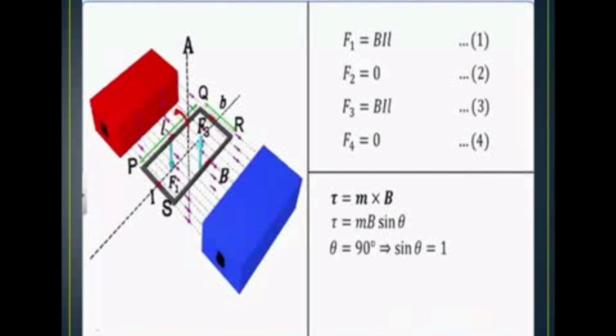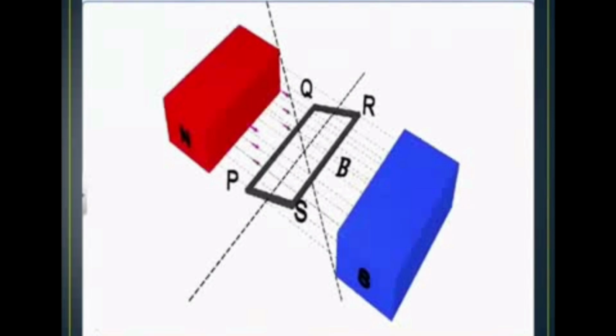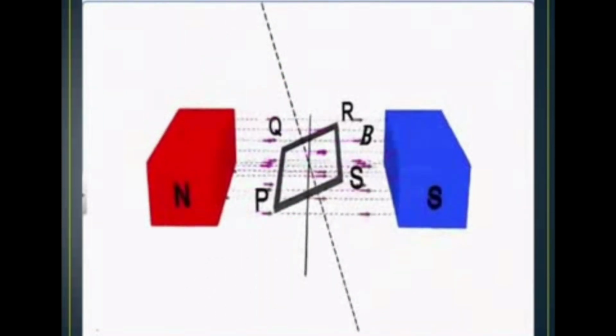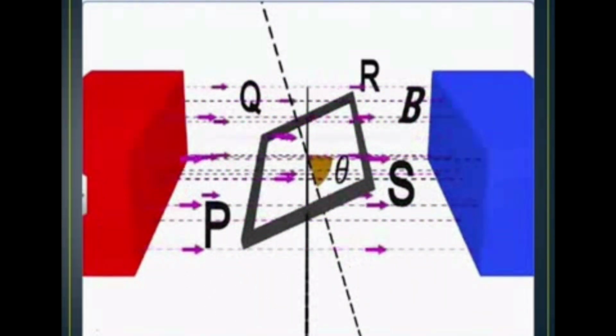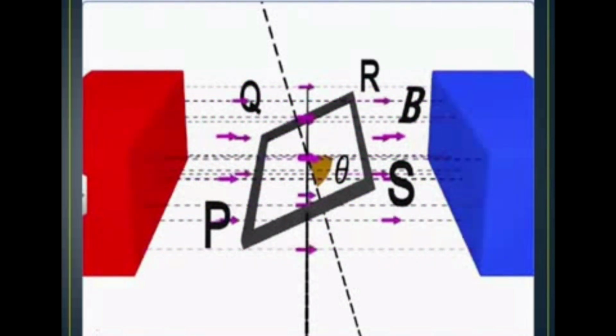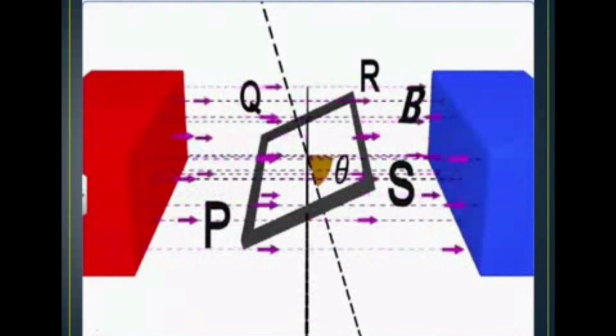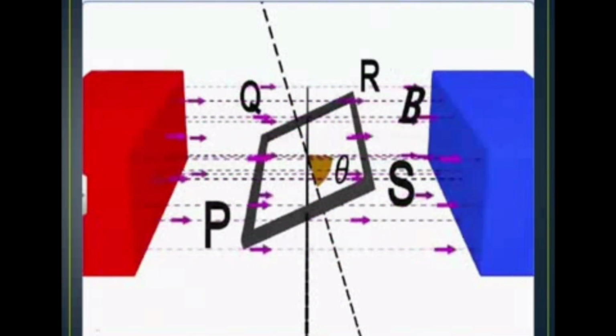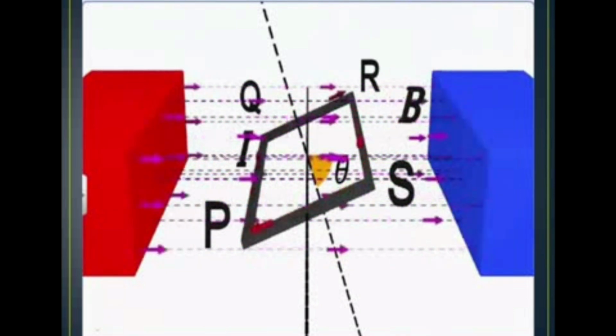Suppose theta equal to 90 degrees, that is perpendicular to each other. Sin theta becomes 1, so it experiences the maximum torque. So the coil experiences the maximum torque when theta equals 90 degrees. Torque tau equal to M cross B. Now suppose the angle is not 0 or 90 degrees, but some angle theta. Theta is the angle between the surface area of the coil and the magnetic field.